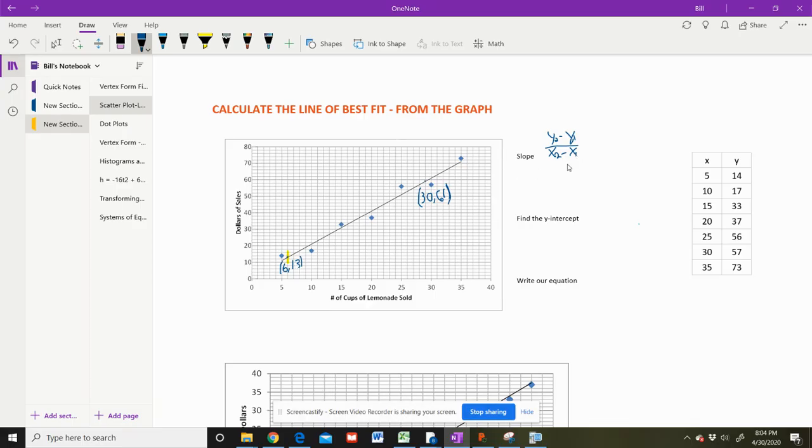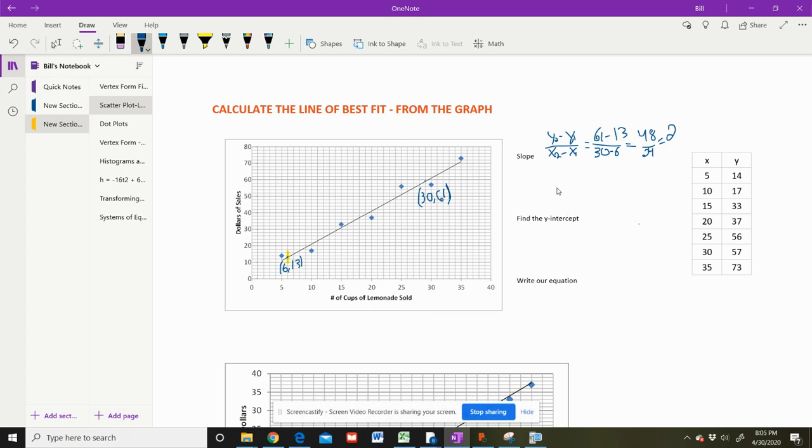Okay. So my y2 value I'm going to pick is 61. My y1 value is going to be the 13. That's all over my x2 value is 30 minus my x1 value is 6. So I end up with 48 divided by 24. And we get 48 divided by 24 equals 2. Okay? So my slope is 2 on this.